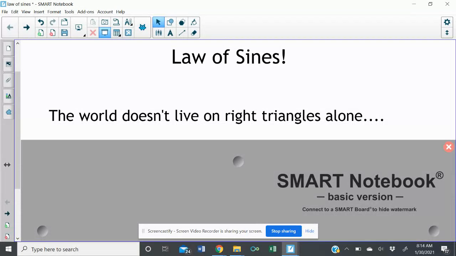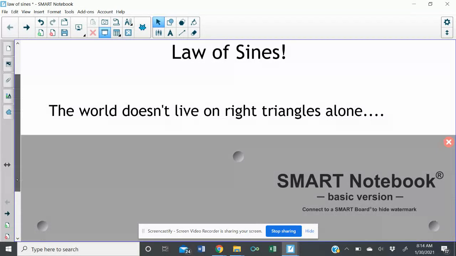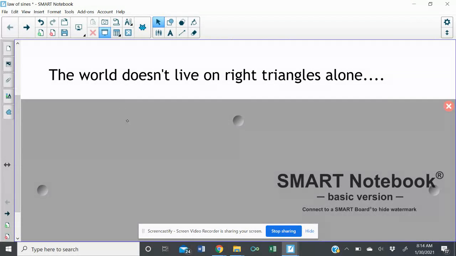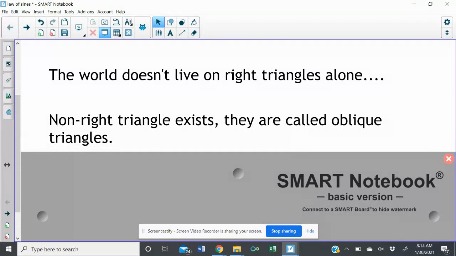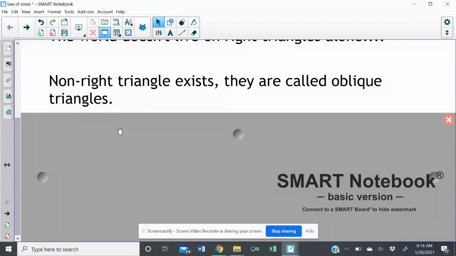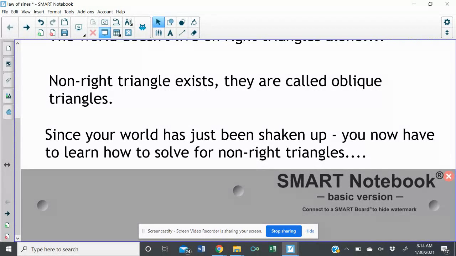Because we don't have right triangles only in our world, the law of sines exists for the triangles called oblique triangles. Those are the non-right triangles. So since your world has just been shaken up, we'll have to learn how to solve for these non-right triangles.